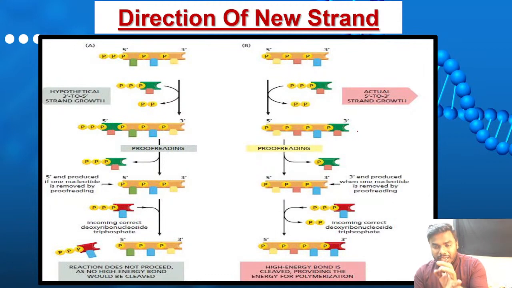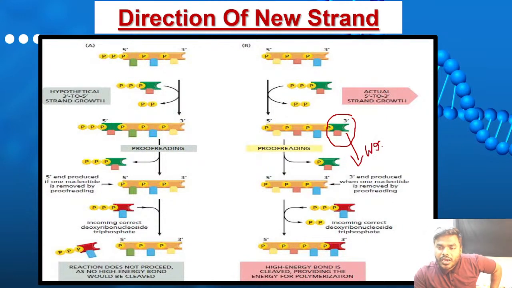Everyone, pay attention. During the proofreading, what is happening? The DNA polymerase enzyme identifies that whatever nucleotide we have added is the wrong nucleotide. That is not a healthy nucleotide. Now what are we going to do? We remove that particular wrong nucleotide.